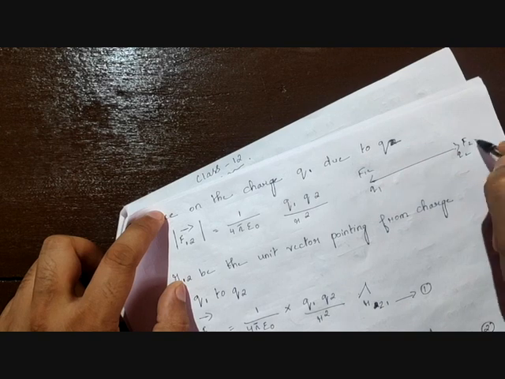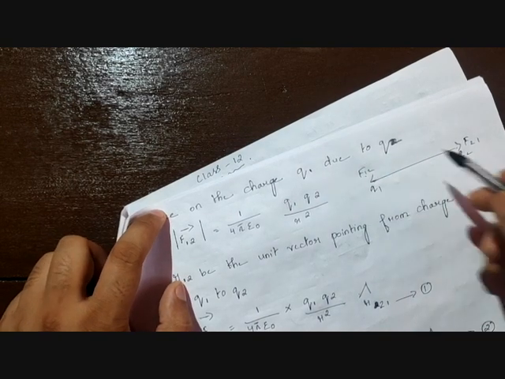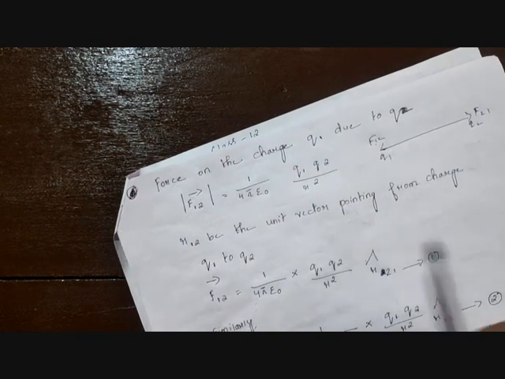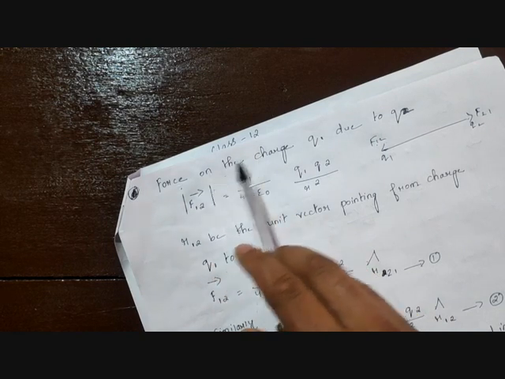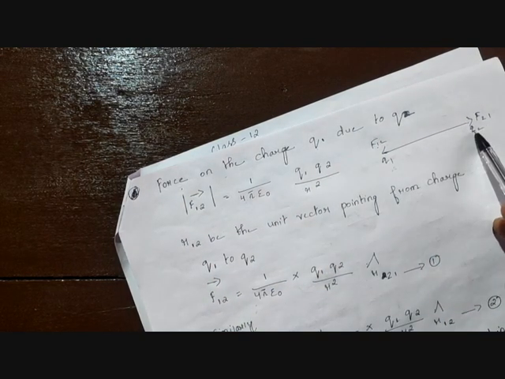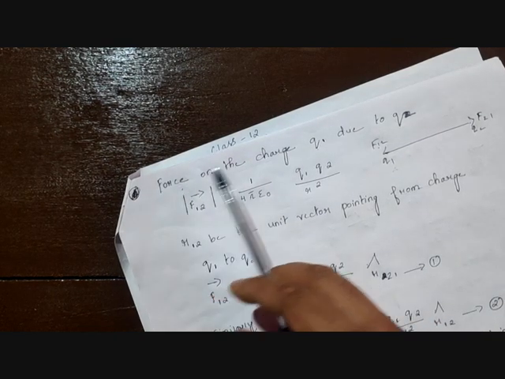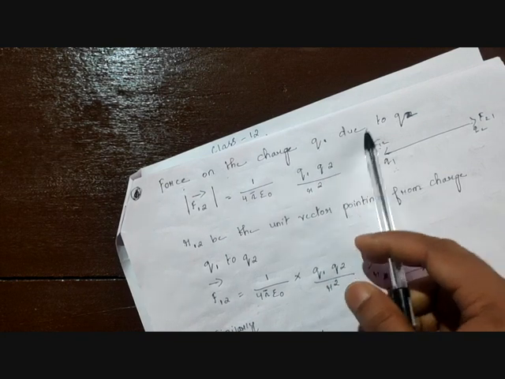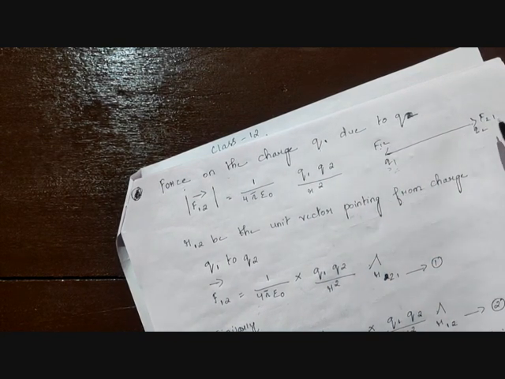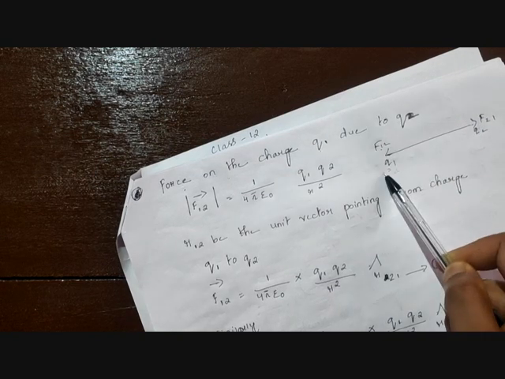Now you might be confused why I started writing 1 2 and 2 1, right? Nothing is very easy. Listen here. As you see, the force on the charge q1 will come from whom? Q2, right? Are you getting my point? Force on the charge q1 due to q2. So q1 will experience some force because of q2, and q2 will experience some force because of q1, right?